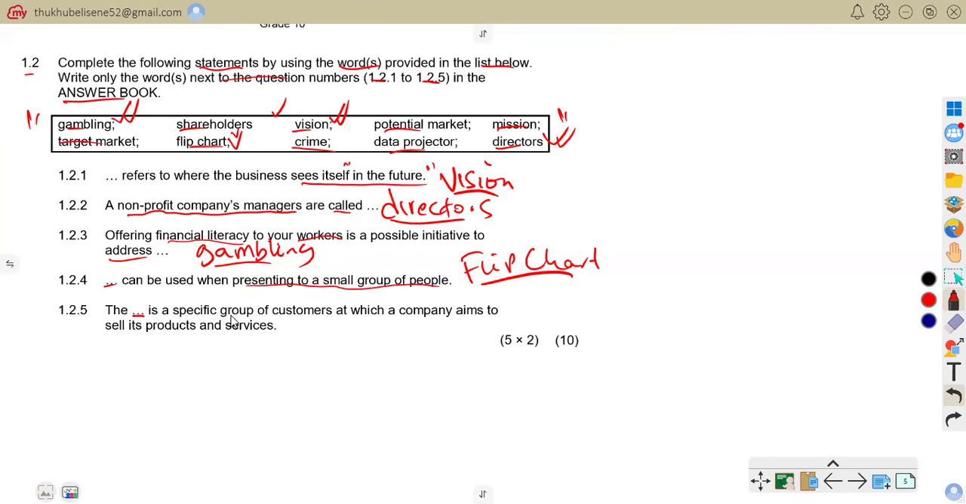The dash is a specific group of customers at which a company aims to sell its products and services. That is what? A target market. Do we have target market here? Yes, we have target market. So here it is: a target market. As we know, when you're talking about a target market, you're talking about a specific group of consumers or businesses that an organization aims to serve, often divided by demographics, needs, or behaviors. That is that. So now let us move on.